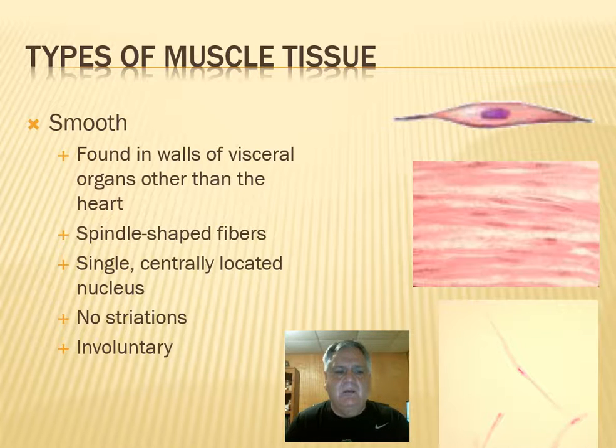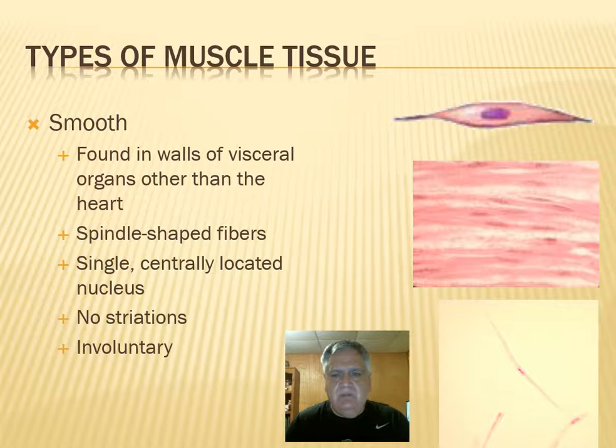And finally, smooth muscle tissue is involuntary. Whenever we talk about involuntary, it means that it's not under conscious control. Smooth muscle does not require us to think about it in order for it to undergo contraction. It is stimulated by the autonomic nervous system, and it automatically contracts at the appropriate time.